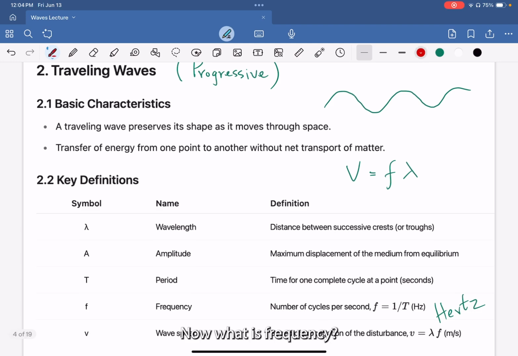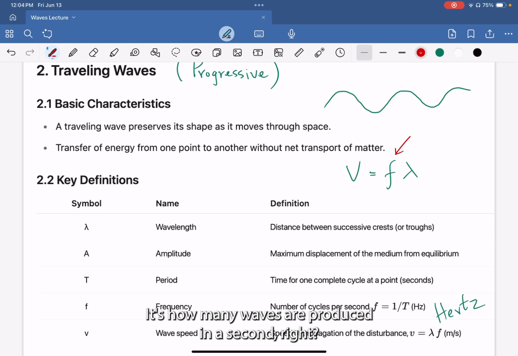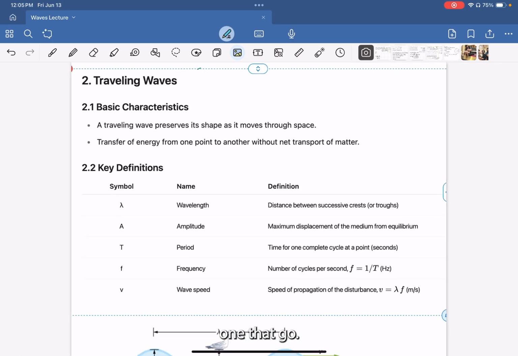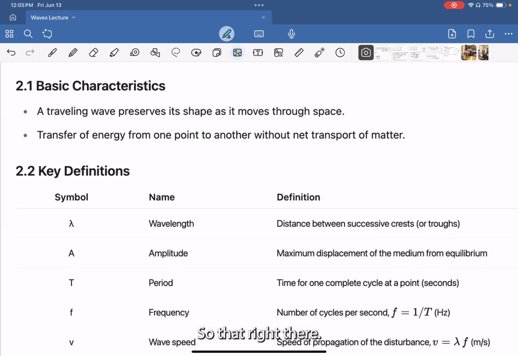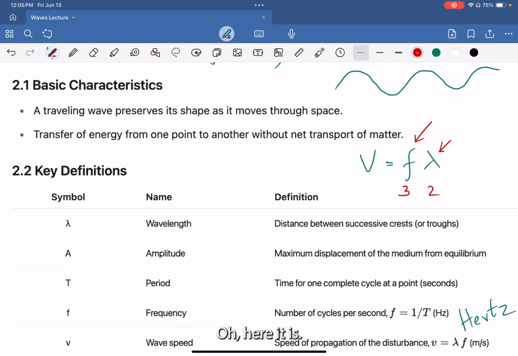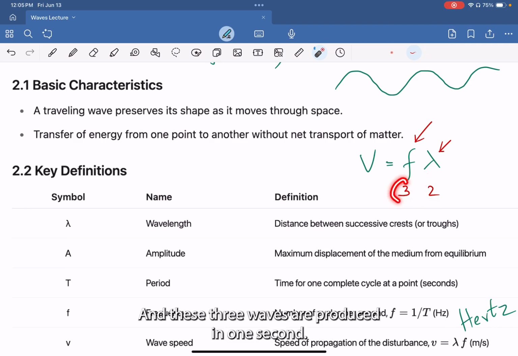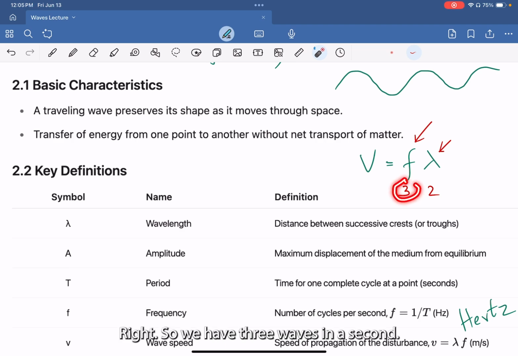Now, what is frequency? It's how many waves are produced in a second, right? So let's say there are 3 waves in a second. And what's wavelength? Wavelength is the length of one wave. So let's say that's 2 meters. So now we have three waves, each having a length of 2 meters. And these 3 waves are produced in 1 second, right? So we have 3 waves in a second, and each wave is 2 meter long.